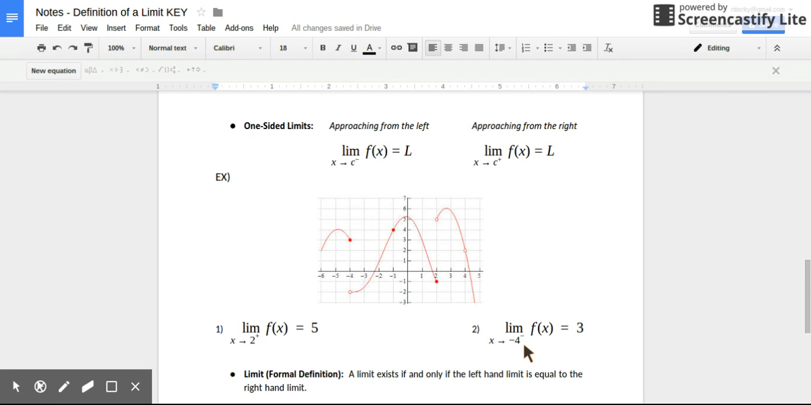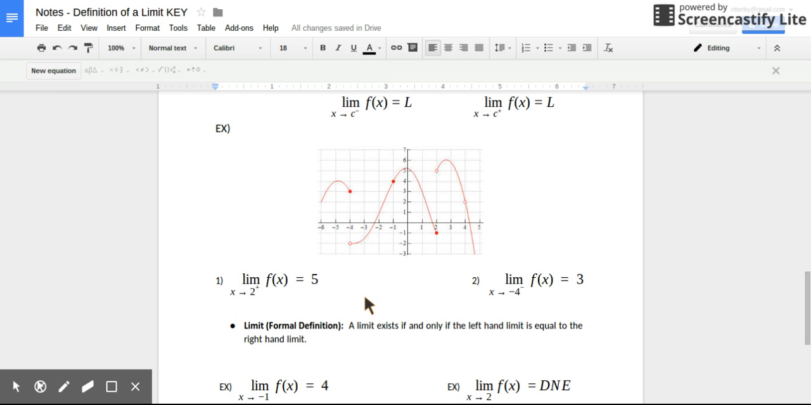Let's do a left-sided limit. If I want to evaluate the limit of this function as x approaches -4 from the left, I'm plugging in -5, -4.5, -4.1, and I'm getting closer and closer to an output of 3. We're just tracing this graph on the left side as we approach -4, and our output is approaching 3.